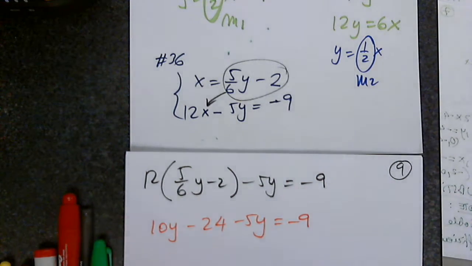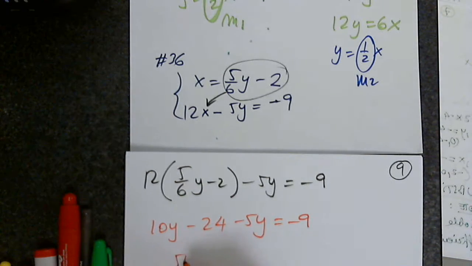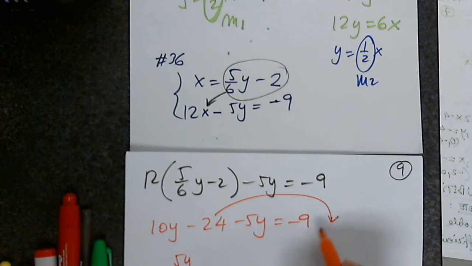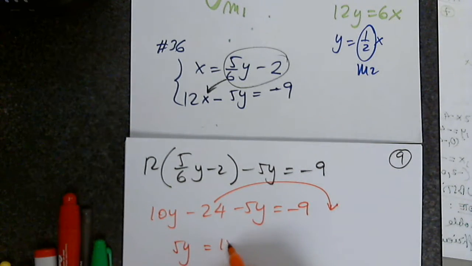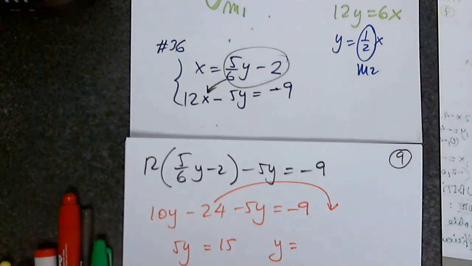So now combine like terms. So I have 5y, and I move 24 to the other side. 24 minus 9 is? 15. Very good. It turns out that if it's correct or not, I don't know yet. But for now, y equals? 3. Very good.